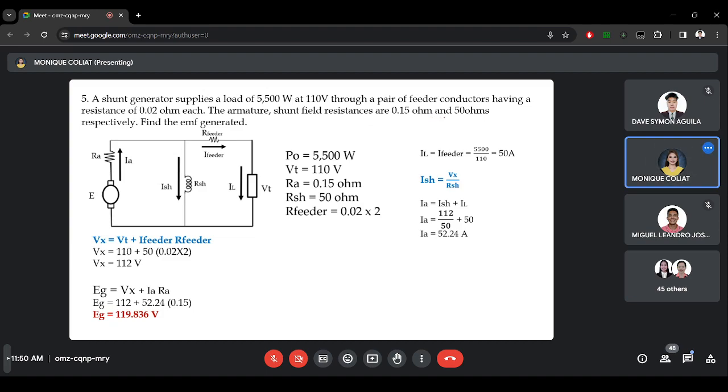Kaya po, ang nangyari sa ating circuit ay naging ganito na. Ito si load natin. And merong nakasiris na RF or yung feeder resistance natin. Okay. So, from this shunt generator, naging ganito na siya. Ano yung hitsura na niya ngayon? May familiar ba siya? Anong type of generator na to?